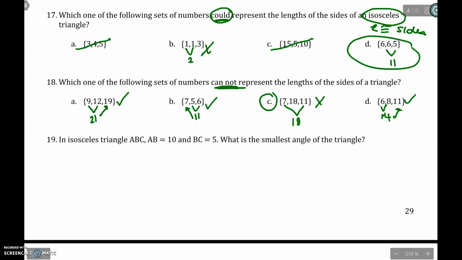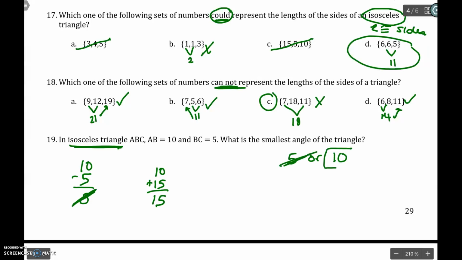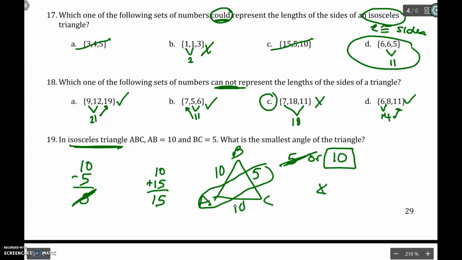Alright, and then finally for 19, it has to be an isosceles triangle. So if one of the sides is 10 and the other is 5, it's either going to be another side that's 5 or another side that's 10. And it's got to be between the difference and the sum, but not equal to either. So it can't be 5, which means it has to be 10. And then the smallest angle would be across from the smallest side.